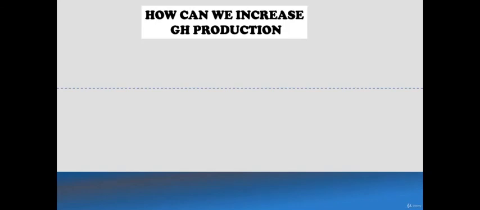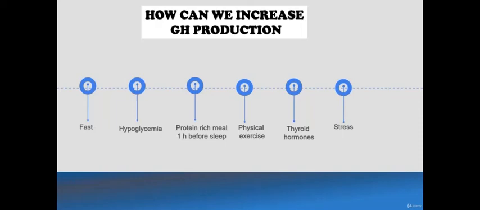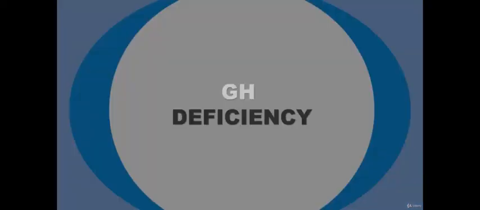The factors that increase the production of growth hormone are as follows: fasting, hypoglycemia, a protein-rich meal 1 hour before sleep, physical exercise, thyroid hormones, stress, and cortisol. Growth hormone deficiency is manifested in adults often by a tendency to hypoglycemia, poor muscle trophicity, and excess fat. Hopefully, it is infrequent. On the other hand, it is frequent in children and is manifested by stunted growth.